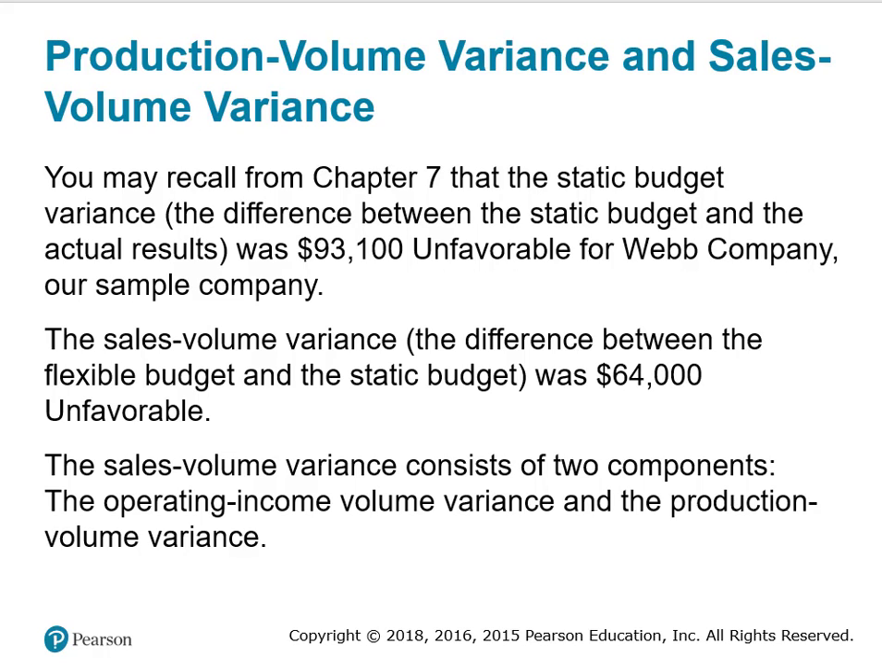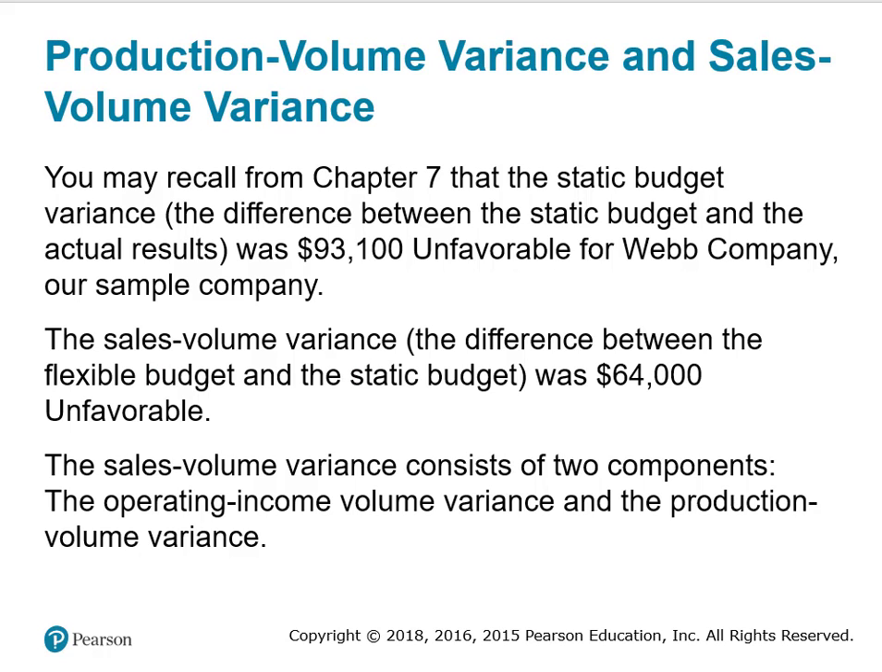You might remember from Chapter 7 that the static budget variance, the difference between the static budget and the actual results, was 93,100 unfavorable for the sample company. That's in the book. The sales volume variance, the difference between the flexible budget and the static budget, was 64,000 unfavorable. And the sales volume variance consists of two components: operating income volume variance and production volume variance.